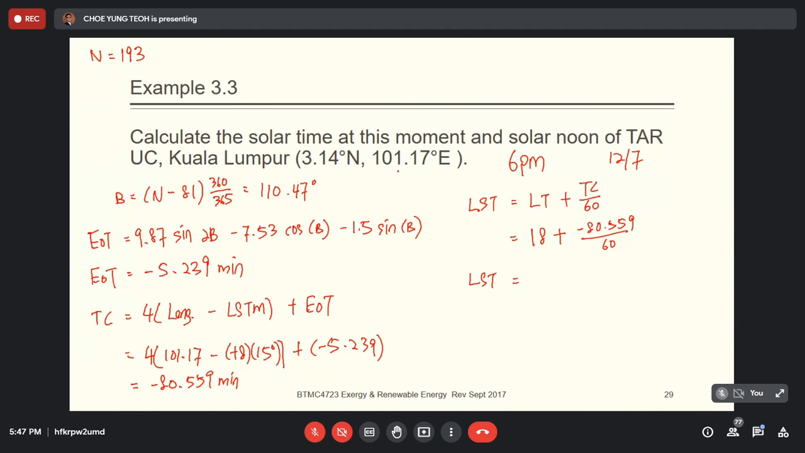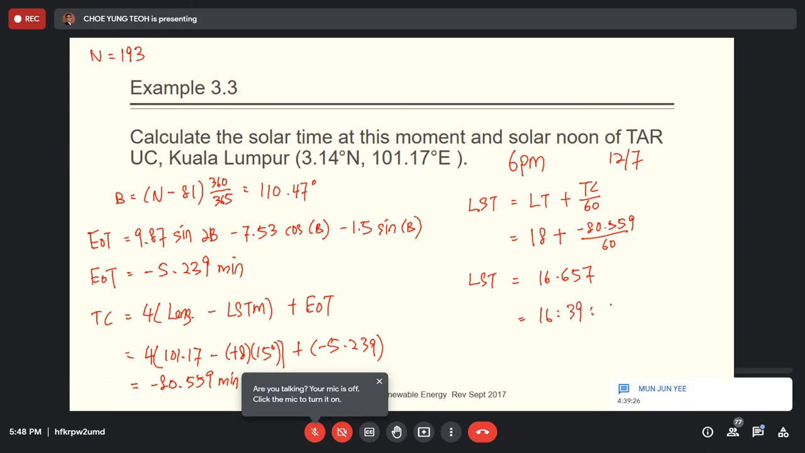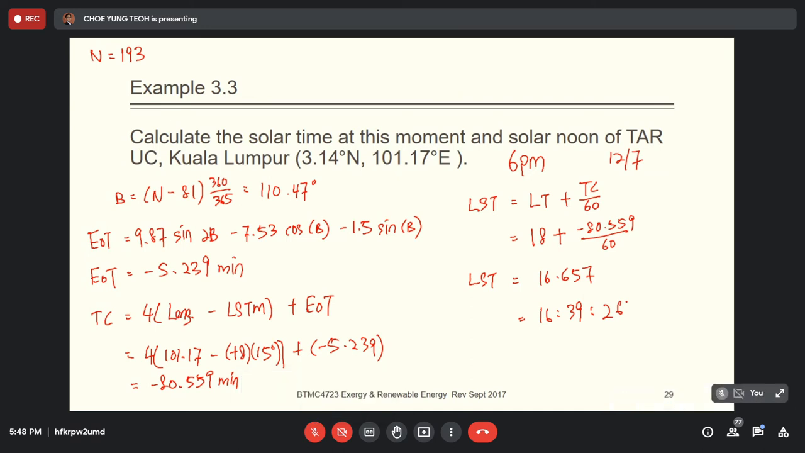Okay, correct, 16.657, but don't leave the time in decimal points. You have to convert to hours and minutes. So just press the button, it will convert for you. 16 hours 39 minutes 26 seconds, yes, correct. So actually now it's only 4:40 p.m., but actually it's almost 6 p.m. This is how much we adjust.